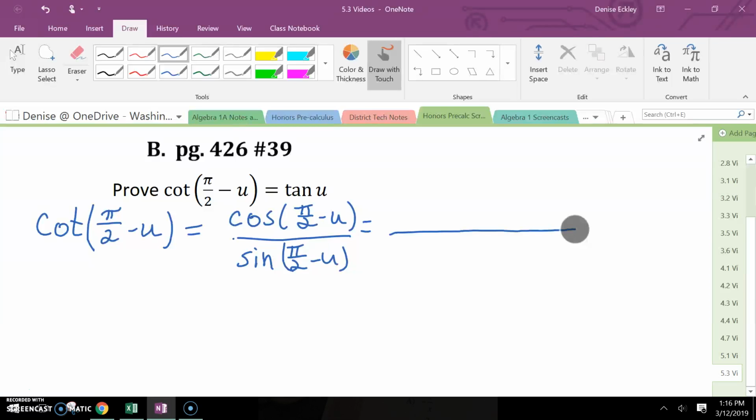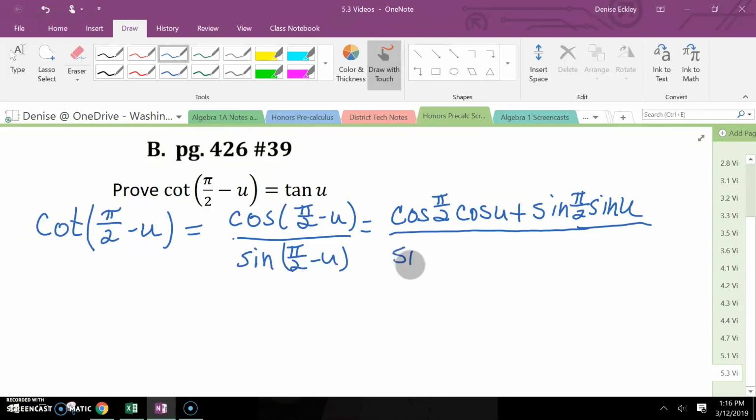So using the difference identity for cosine in the numerator, we get cosine pi over 2 cosine u plus sine pi over 2 sine u. Then our denominator is going to be sine of pi over 2 cosine u minus cosine pi over 2 sine u.